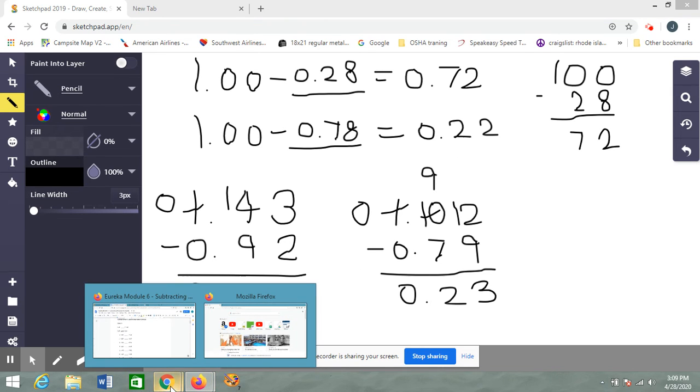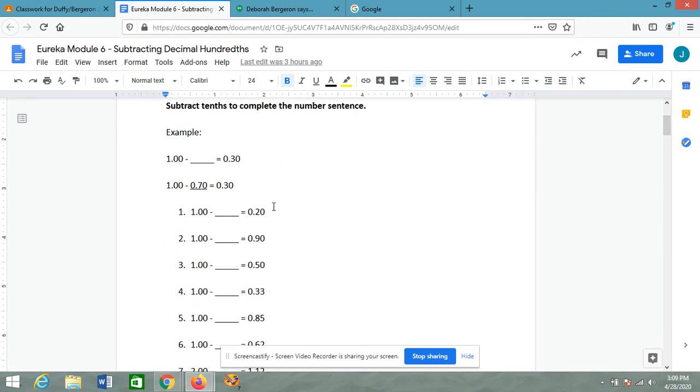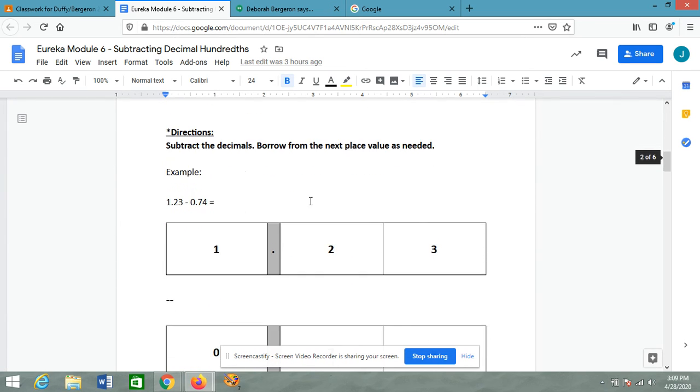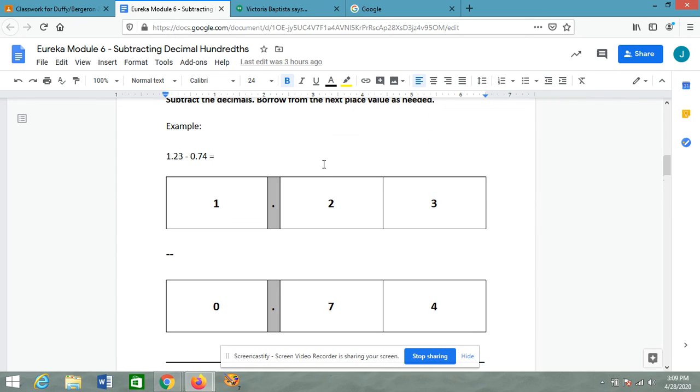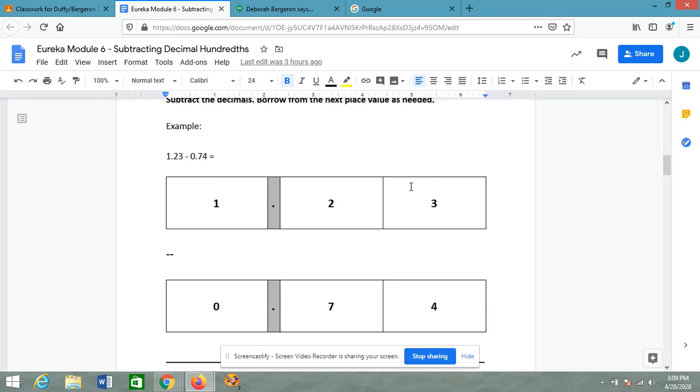So on your work, it's going to look the same as yesterday. The first part will be finding out how many hundredths you need to make the answer after you subtract it from the whole number. And then I'll do the example right now. So let's look at what situation we have here. We have 1 and 23 hundredths minus 74 hundredths.